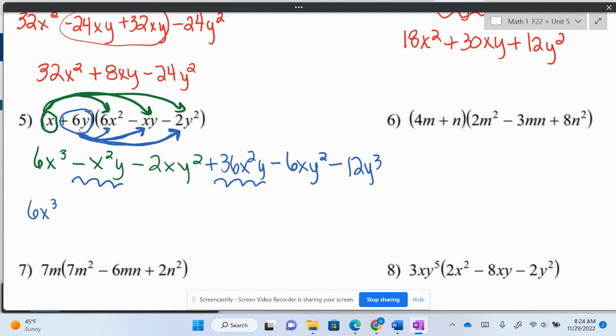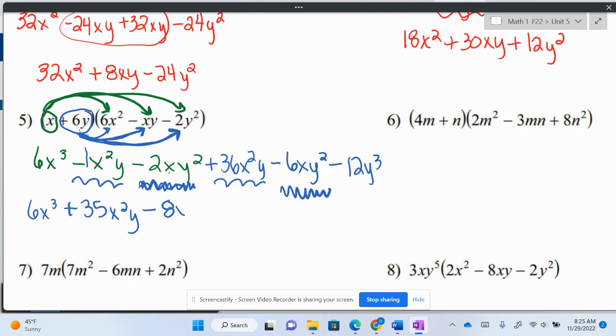And what is negative x squared y plus 36x squared y? A positive 35x squared y. Now let's group these terms. I have a negative 2xy and a negative 6xy squared, sorry. So what do these two terms become? Just add the constants. Negative 2 and negative 6 become negative 8. And we're combining like terms.